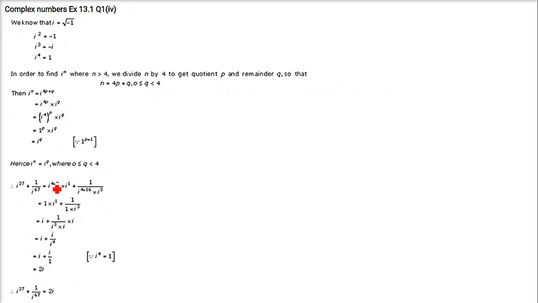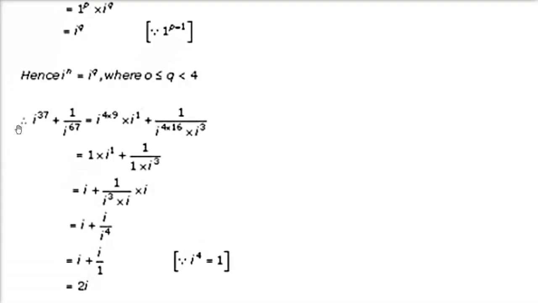Now here we have i to the power 37 plus 1 by i to the power 67. Same thing we are going to do. 37 is 36 plus 1, 9 fours are 36. So i to the power 36 into i to the power 1. i to the power 67 is 16 into 4, 64, and i to the power 3. Now this is 1, this is 1. i to the power 1 is here, and i cube is here.